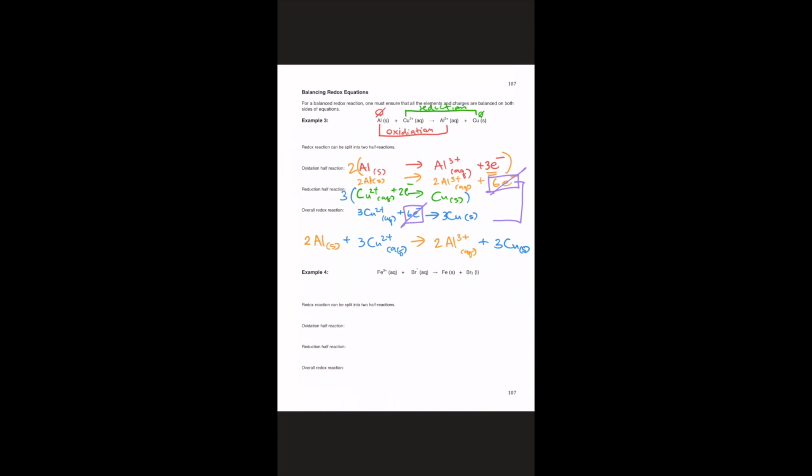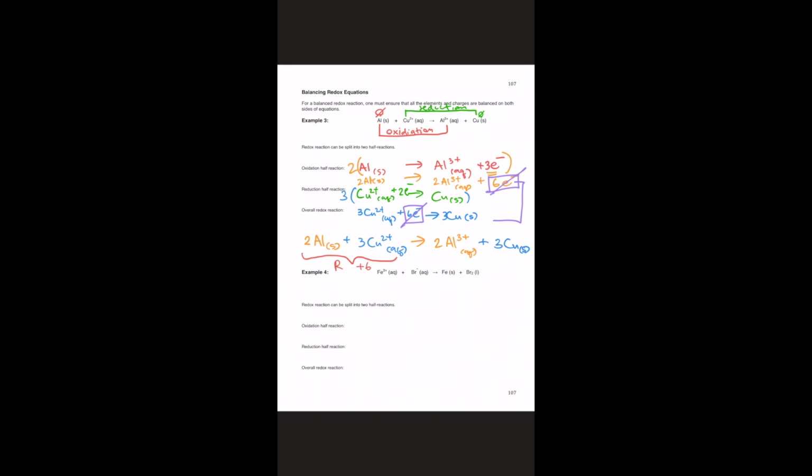How do you know it's balanced? Well, we need to check the number of elements. So we have 2 aluminum here, and we also have 2 aluminum. We have 3 copper, and we also have 3 copper. So that's good. Next, we will need to look at the charge, or the total of oxidation numbers. The total on the reactant side is 0 plus 3 times 2, so the total would be plus 6, because you have plus 2 from copper, but there are 3 of them.